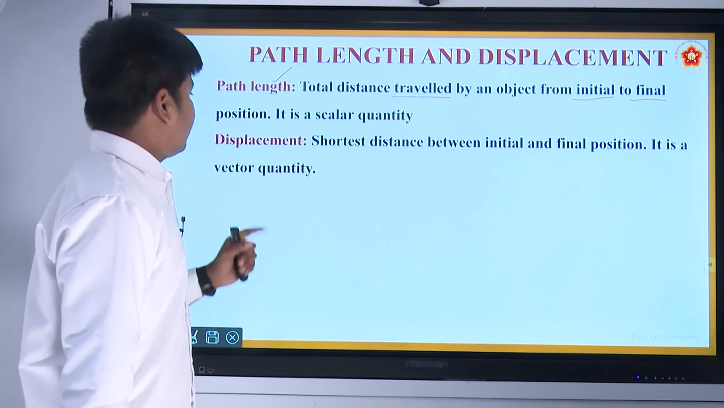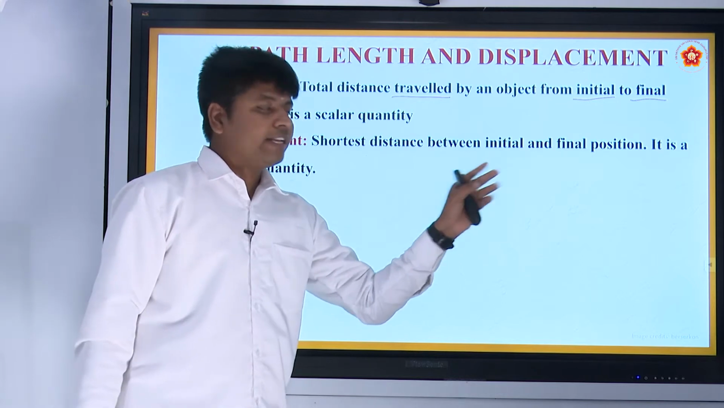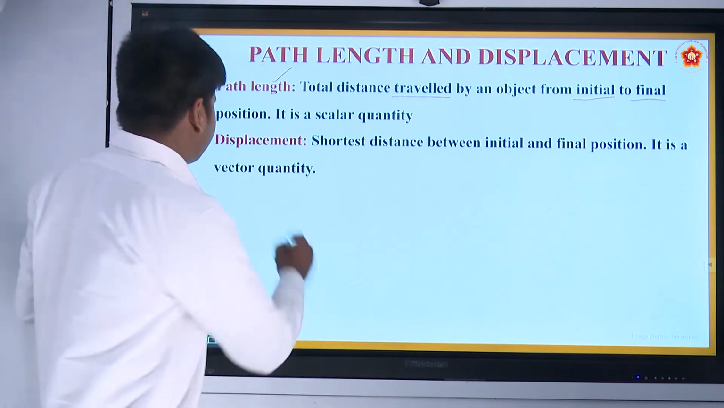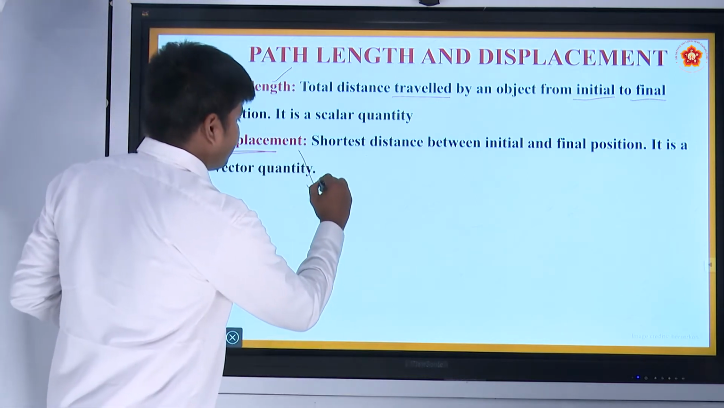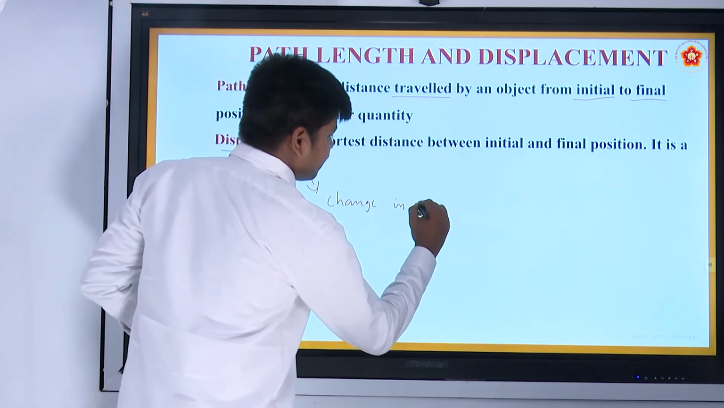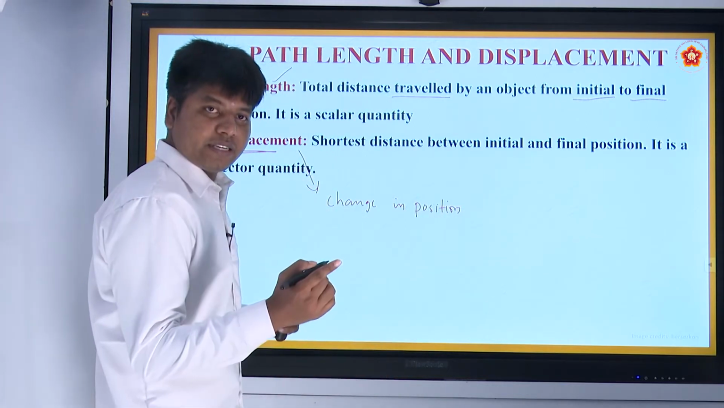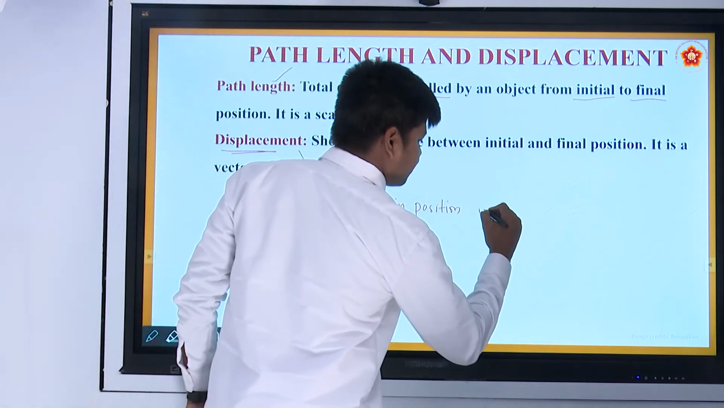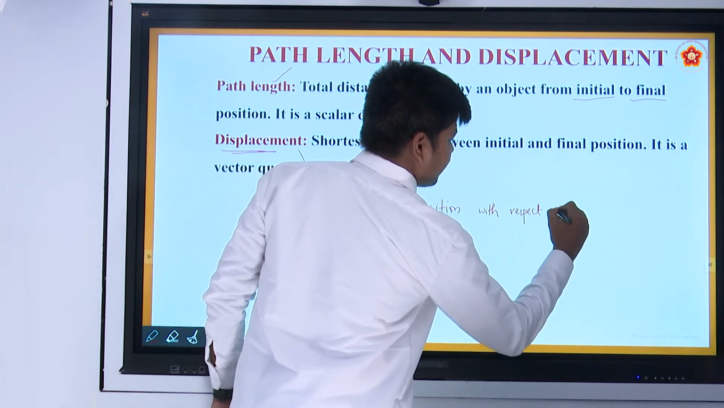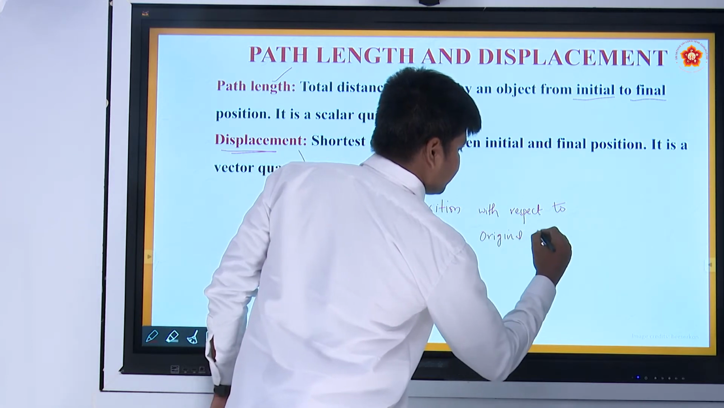The second thing is displacement. Displacement is nothing but the shortest distance between the initial and final position. So how do these two differ? Displacement can also be told as the change in position with respect to the original position.